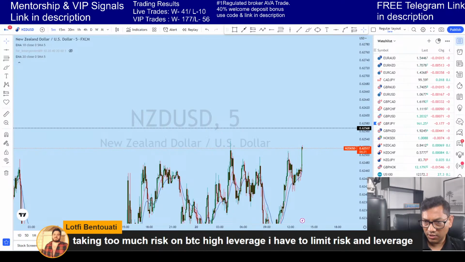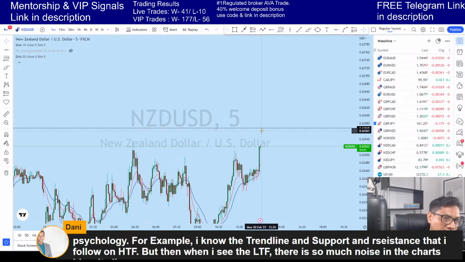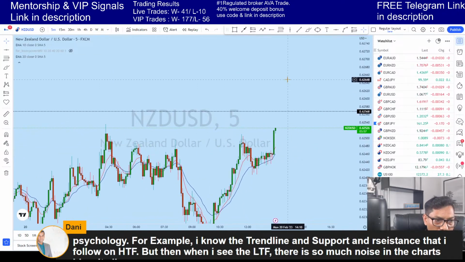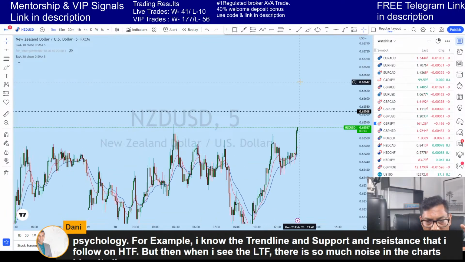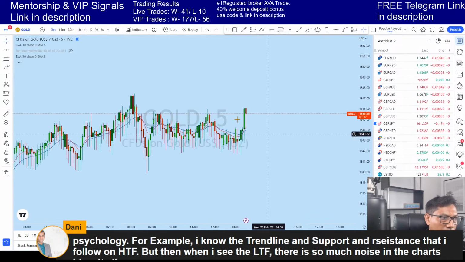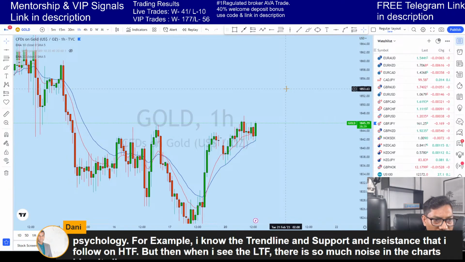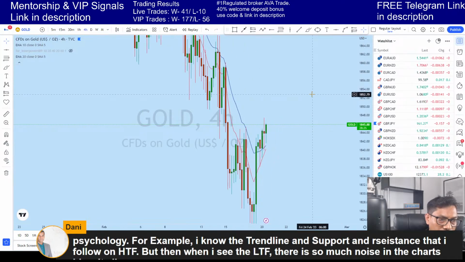For example, Danny, psychology: I know the trend line and support and resistance that I follow on higher time frame, but when I see the lower time frame, then there is so much noise in the chart. Yeah, absolutely, you see that. So I see that all of you are on the point. The main thing that we need to keep in mind as a trader is, see, you need to master one time frame. This is the first thing you need to understand. You see the gold is now slowly going up, okay. See, mastering one time frame is very crucial, okay.